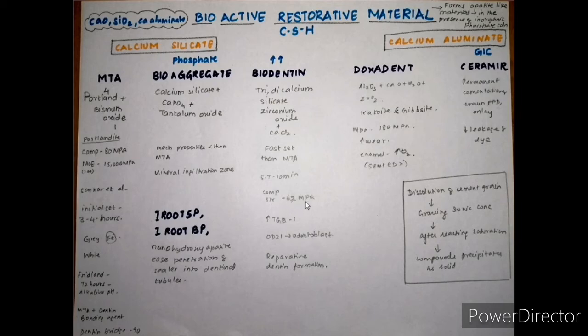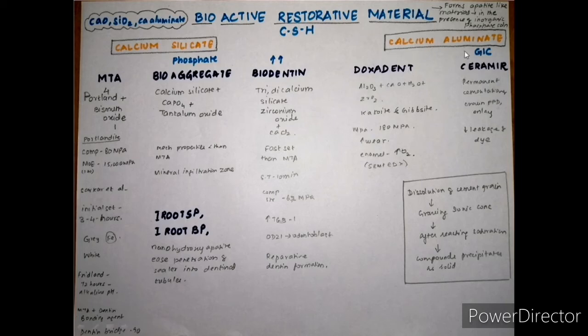It is 67 MPa. Biodentin can enhance the production of TGF beta 1, and it helps in the conversion of OD21 cells into odontoblasts, and also it helps in the formation of reparative dentin, which is more homogeneous when compared to that of calcium hydroxide.